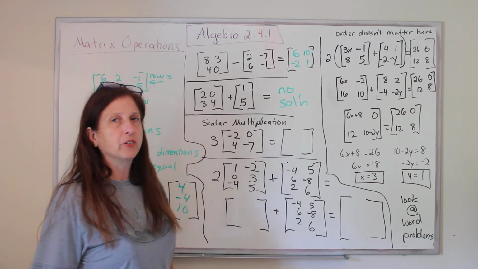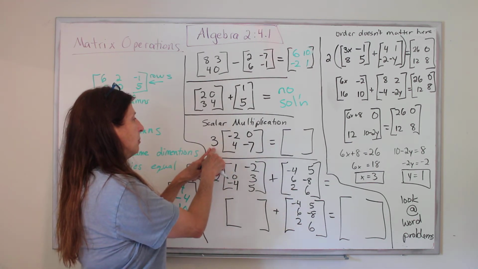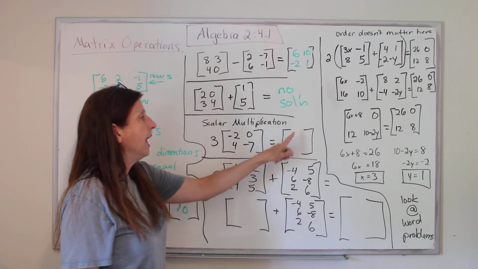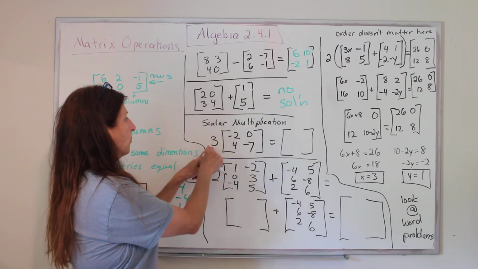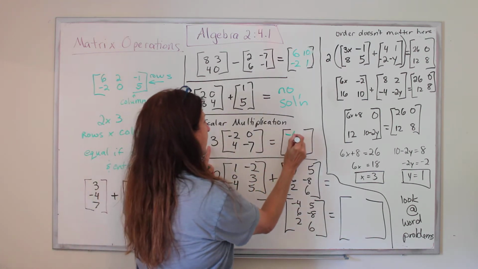Now, multiplying you can do. So what this means is I'm going to multiply 3 times everything and put it where it goes. 3 times negative 2 is negative 6.